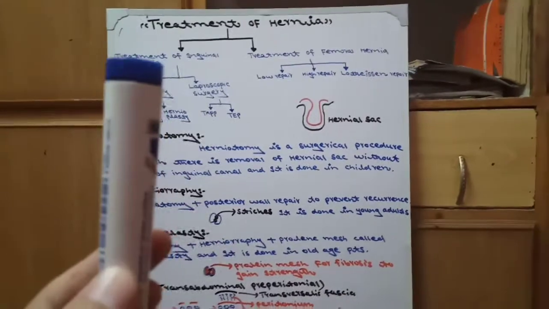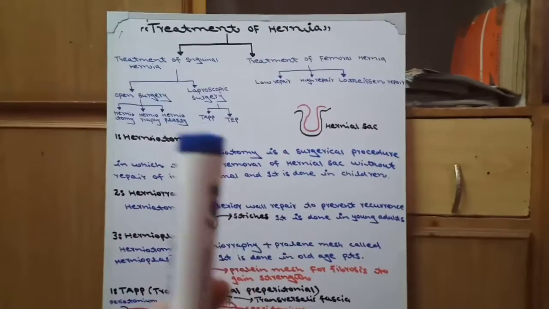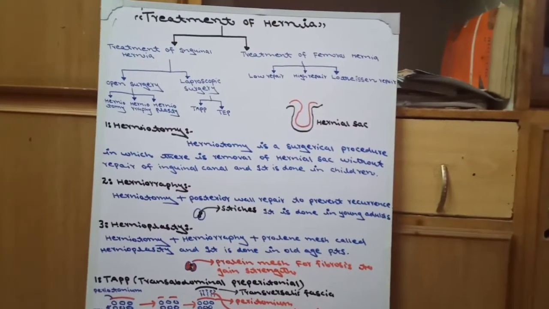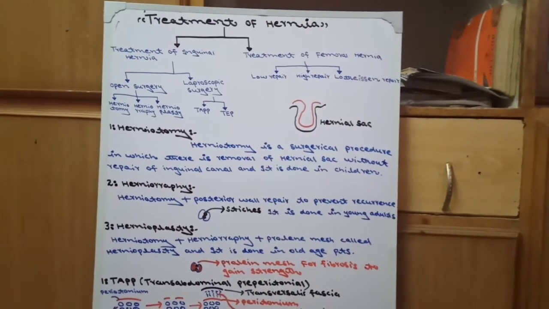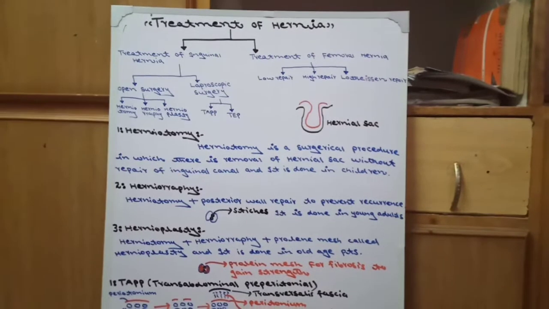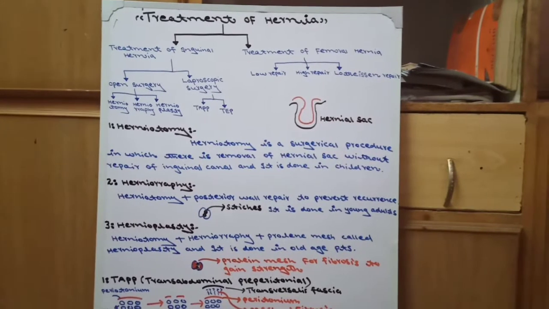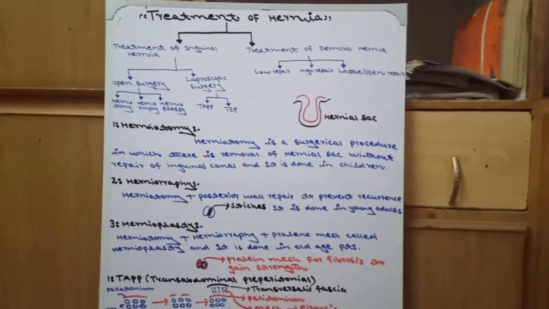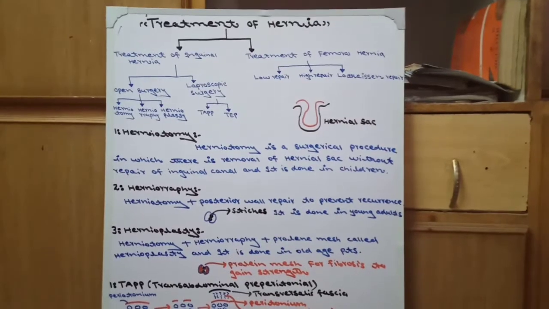Now, we divide the treatment of inguinal hernia into two: number one, open surgery; number two, laparoscopic surgery. In open surgery there is maximum invasion, and in laparoscopic surgery there is minimum invasion. In open surgery the organs are more visible, but in laparoscopic surgery the organs are less visible. Open surgery is much easier and laparoscopic surgery is complex.